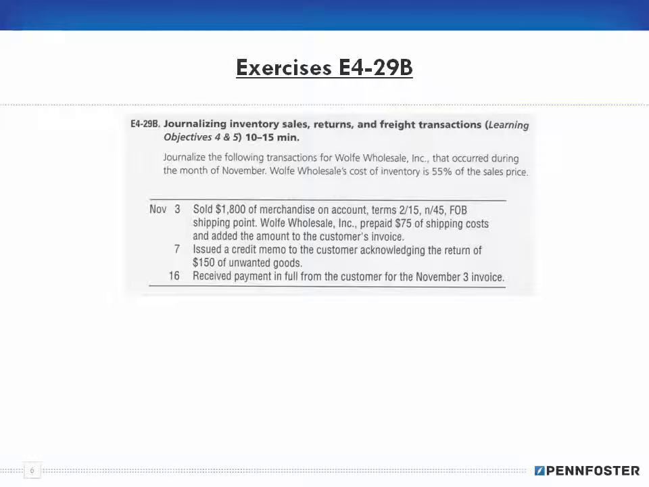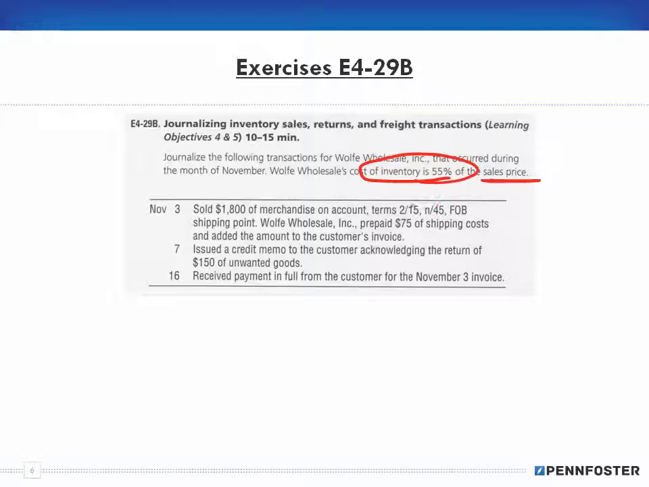We're just going to move on here with 4-29. It says journalize the following transactions that occurred during the month of November. The cost of inventory is 55% of the sale price.